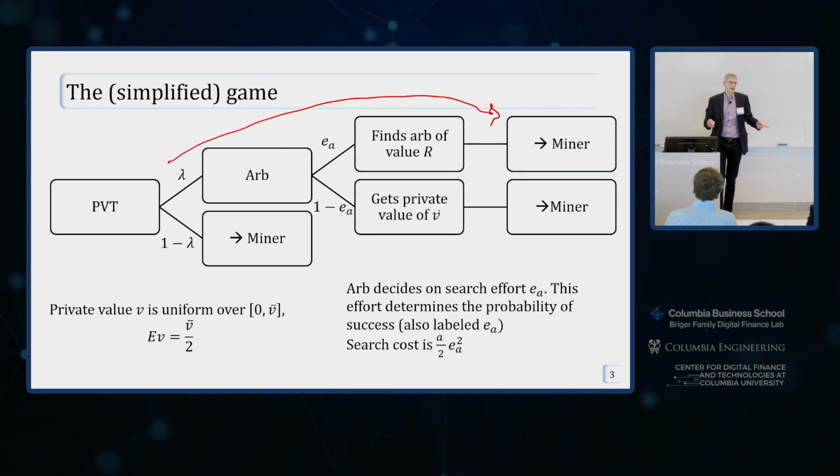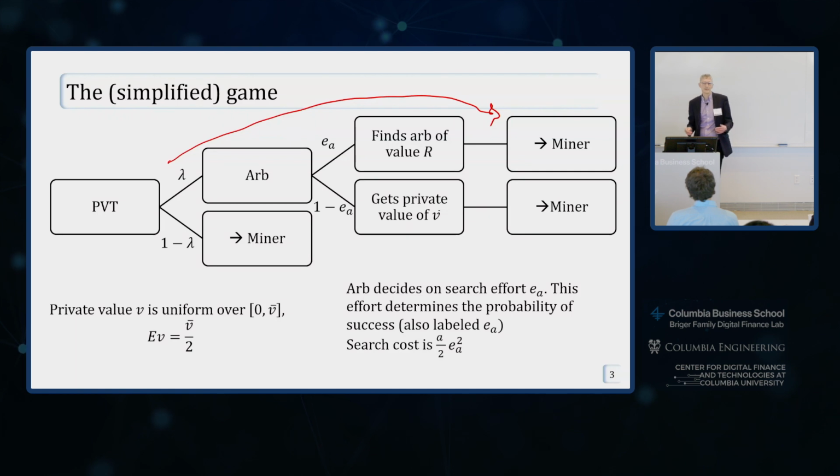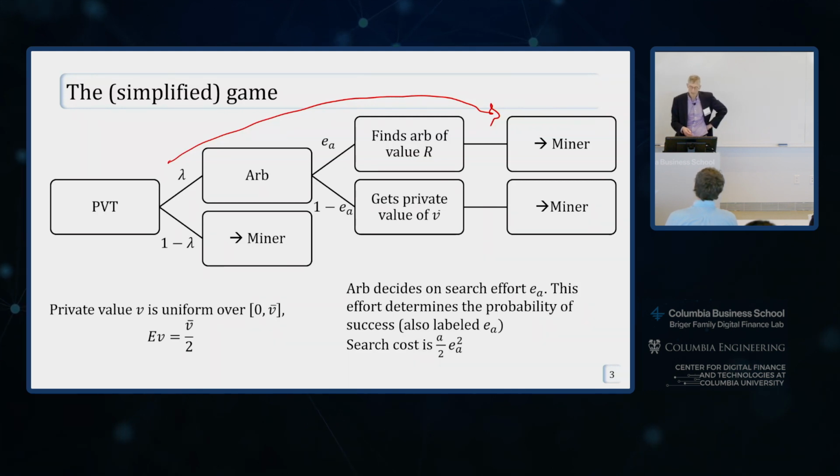Now, what happens to the private value traders in that case? They get displaced. So one cost of the arbitrage is that they do displace people who would have welfare gains from trade. But the probability of finding one of these arbitrages depends on the arbitrager's effort, and that effort has a cost, the search cost.